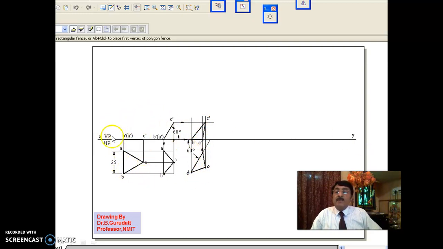See here, XY, VP, HP are drawn. This is a triangular lamina of 25 mm side. This will be in true length. I got the front view. Then I've tilted it, and you see the second stage front view. A dash, B dash is on the XY line, which means the edge is on HP. And the surface is inclined at 60 degrees to HP.